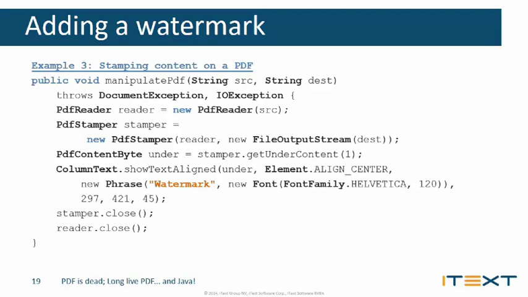So you can see we're using, in the show text aligned line at the end, fixed coordinates to position this watermark. So we have 297 and 421 as the coordinates. And then it's a 45-degree angle to put on the watermark. I'll switch to the demo now.